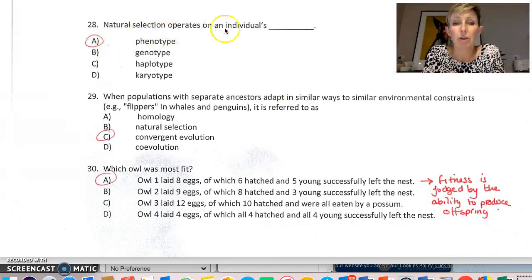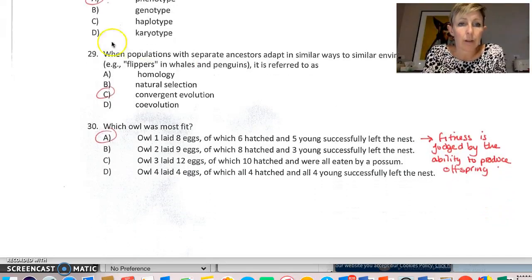28. Natural selection operates on an individual's phenotype. So that's the traits and the characteristics that the individual has, such as skin colour, enabling it to camouflage, or ability to jump, or ability to sing the brightest song, for example. All of those are descriptions of phenotype, and that is what natural selection operates upon.